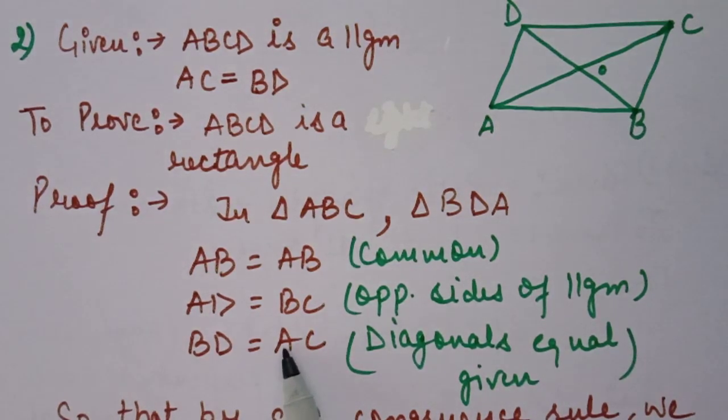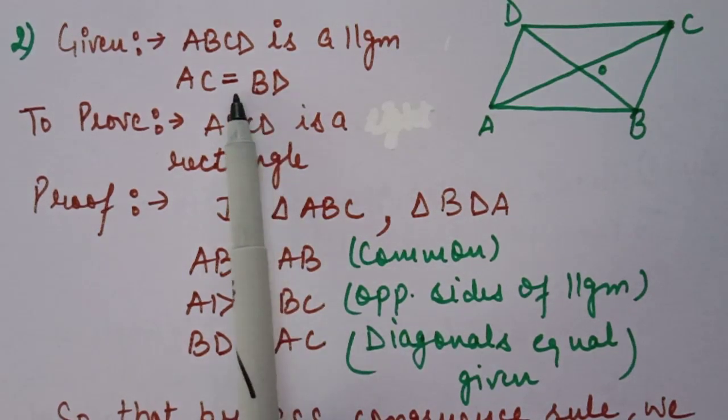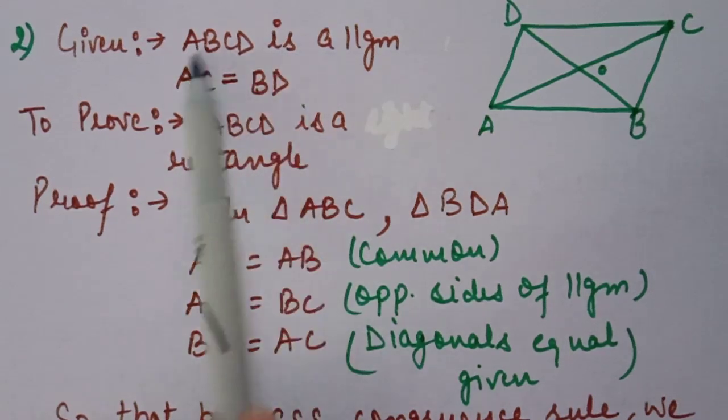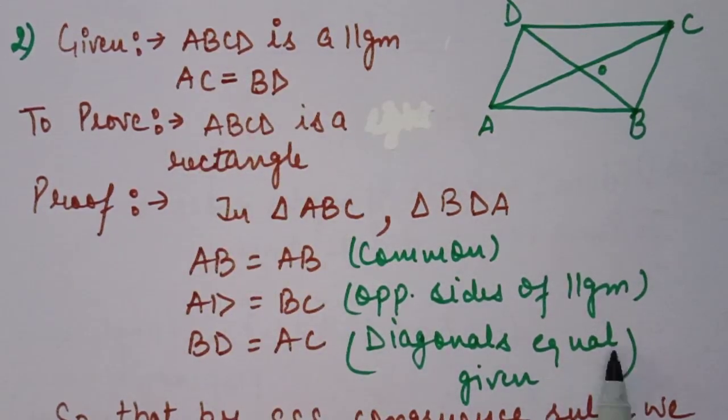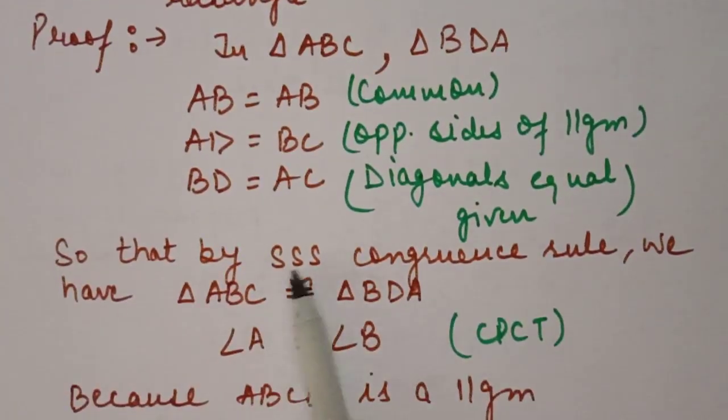Now BD is equal to AC. It is already known that diagonals of a parallelogram are not equal, we know it very well, but in this question it is given that the diagonals are equal. So by the SSS congruence rule, both the triangles are congruent.